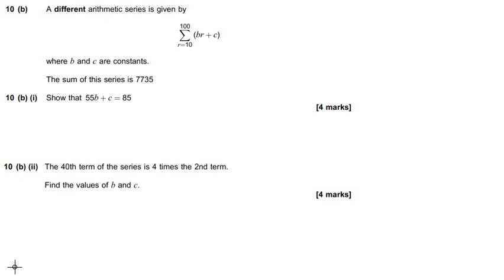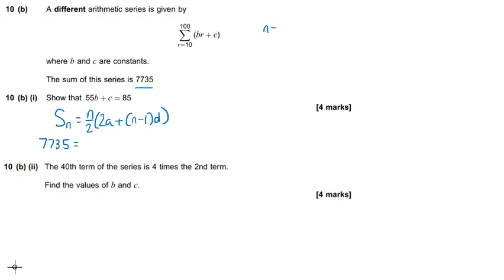Now let's look at a different series. We're told that b and c are constant. The sum is 7735. Show that 55b plus c equals 85. Okay, so this time let's write down the sum formula. So the sum of n terms is n over 2 times 2a plus n minus 1 times d. Let's put in what we know. So 7735 is the value of the sum.